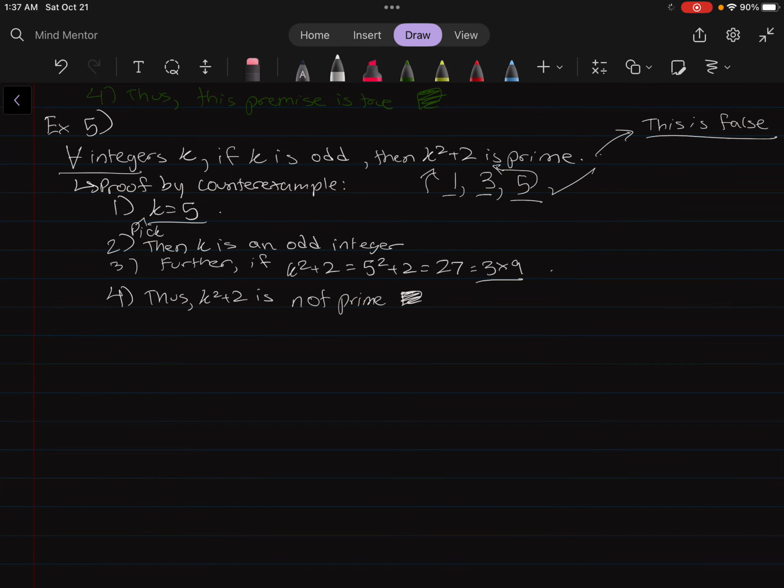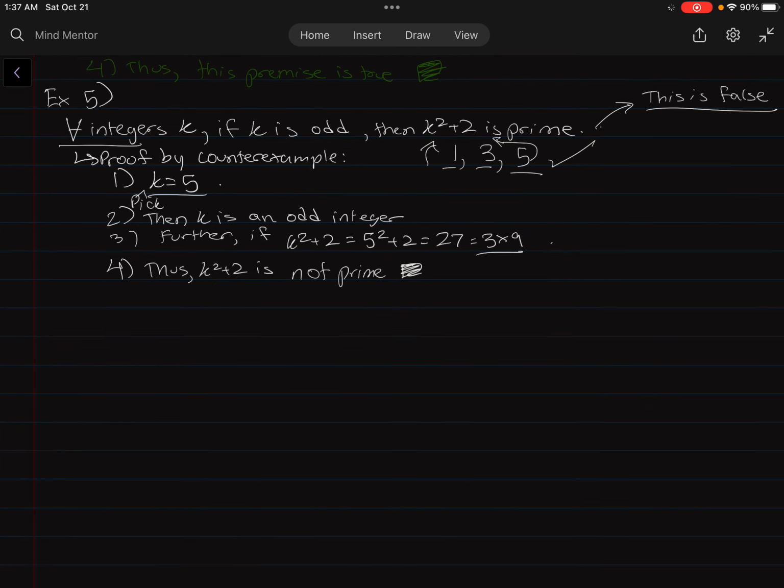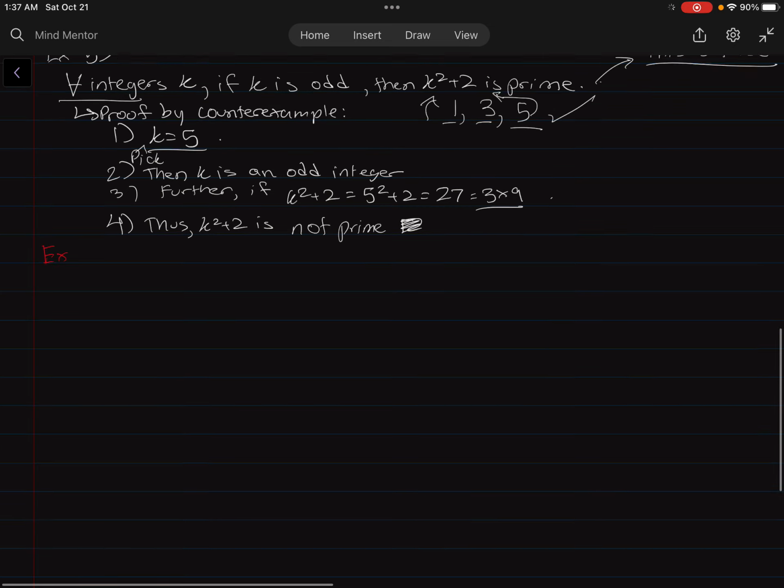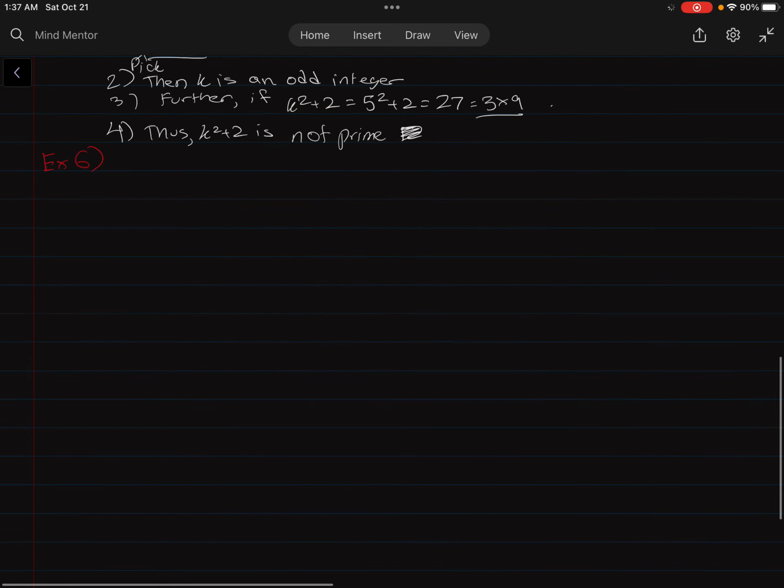Example number 6. Now this is not exactly a proof by recursion. I'll switch marker color again so you guys can see. This is not exactly a proof by recursion, but it's pretty close to it. So, the theorem is: for all integers n greater than or equal to 0, 2 divides n times n plus 1 evenly.